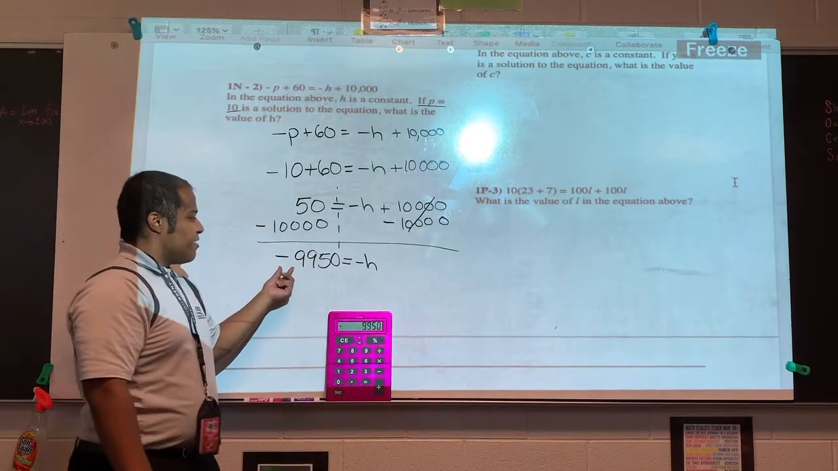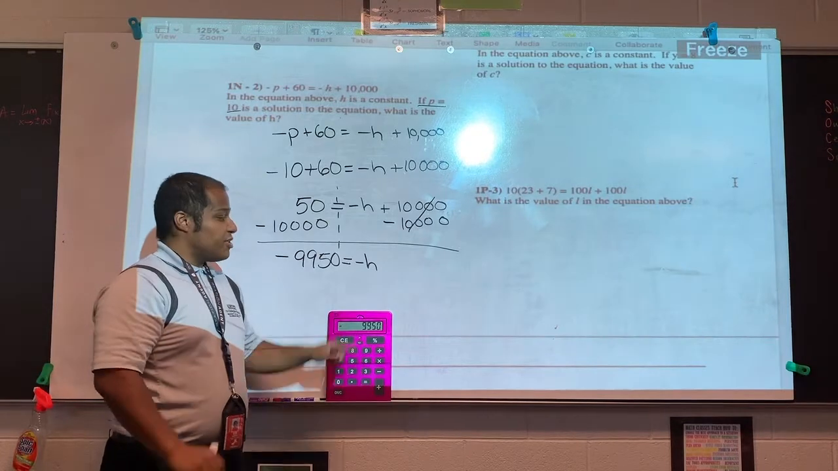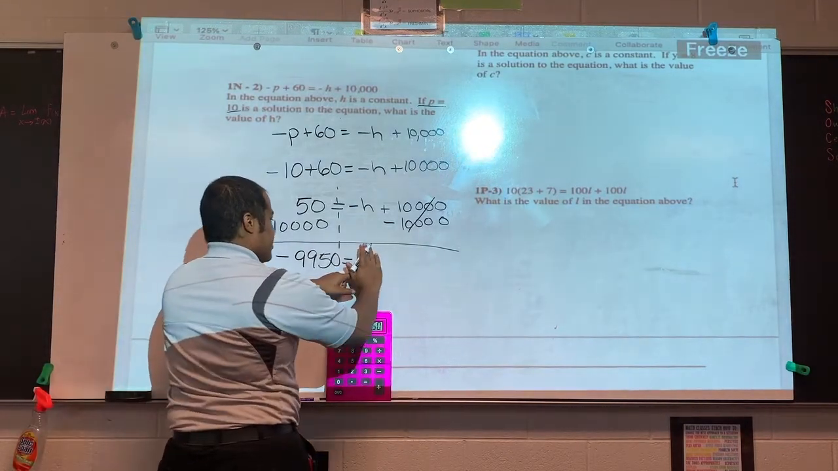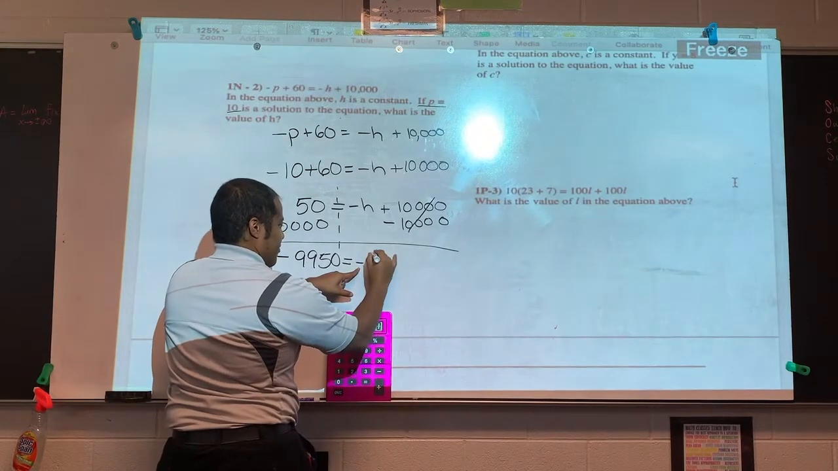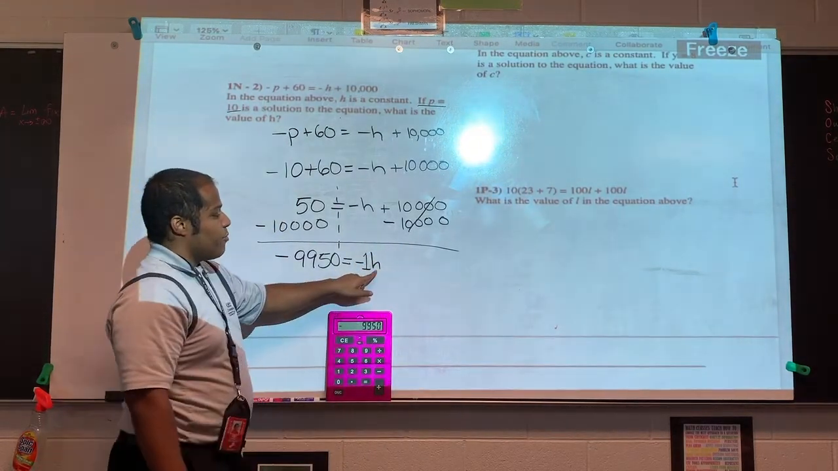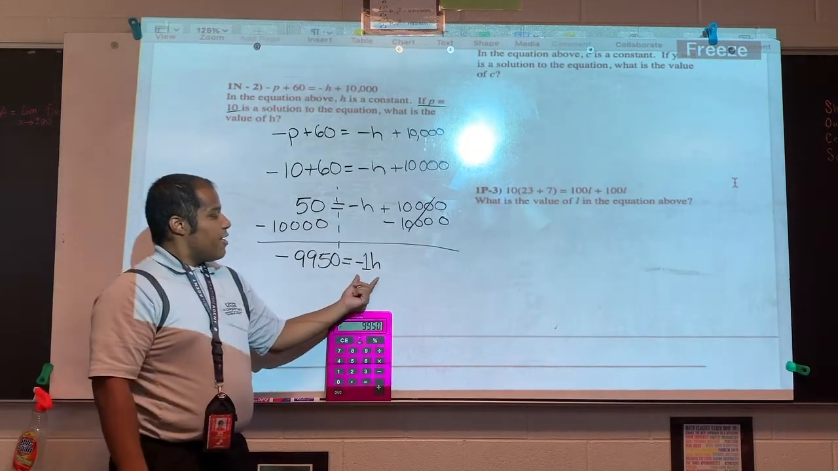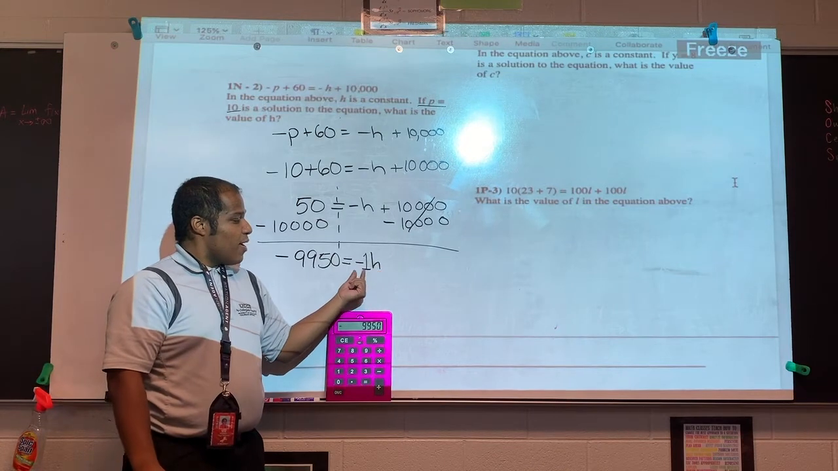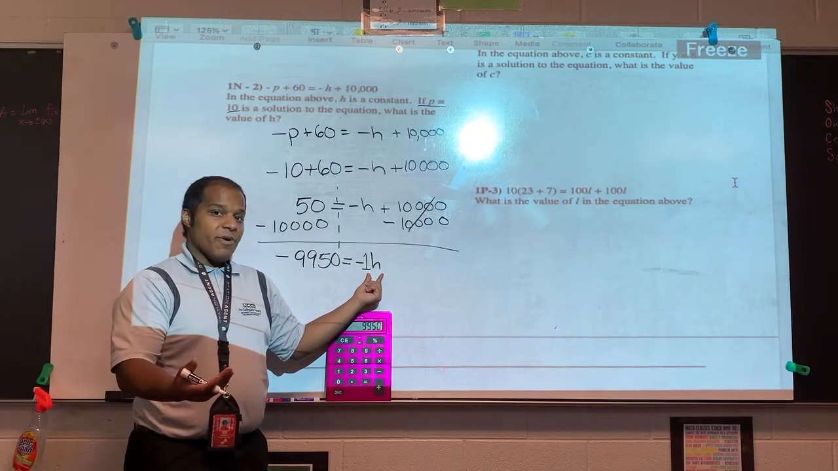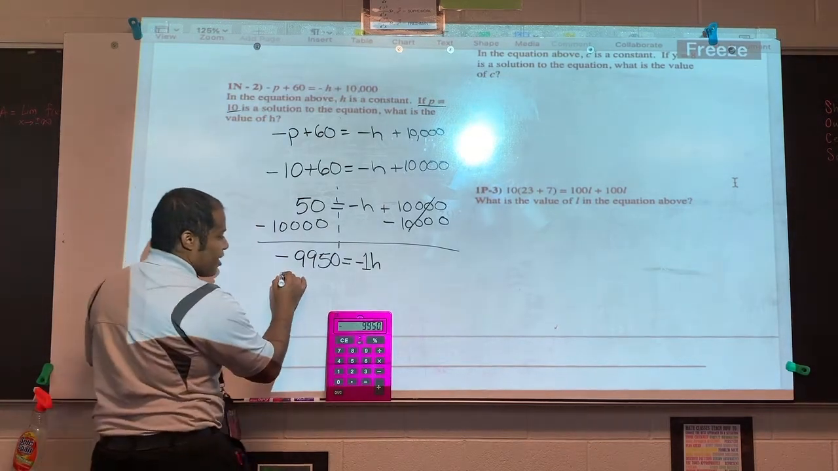Now we have negative 9,950 is equal to negative h. Anytime that you just have a negative in front of a letter, remember, technically, there's a 1 there. Every variable always has a 1 in front of it, whether we see it or not. So, it makes it more clear what we need to do. I have a negative 1 multiplying h. To get rid of multiplying by negative 1, I need to divide by negative 1. So I'm going to do that on both sides.